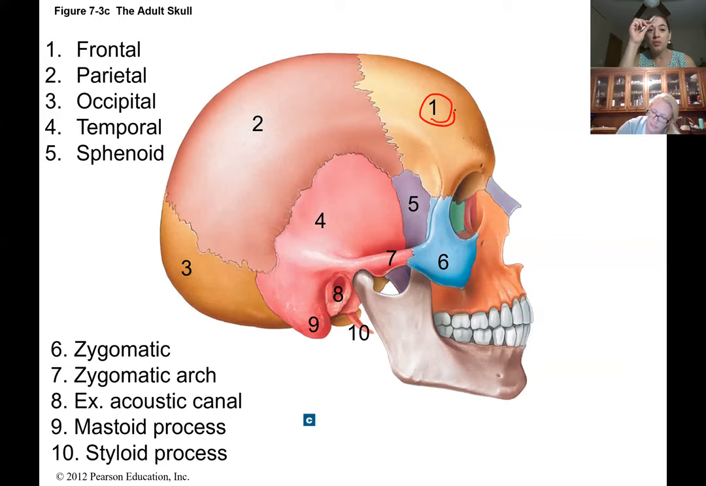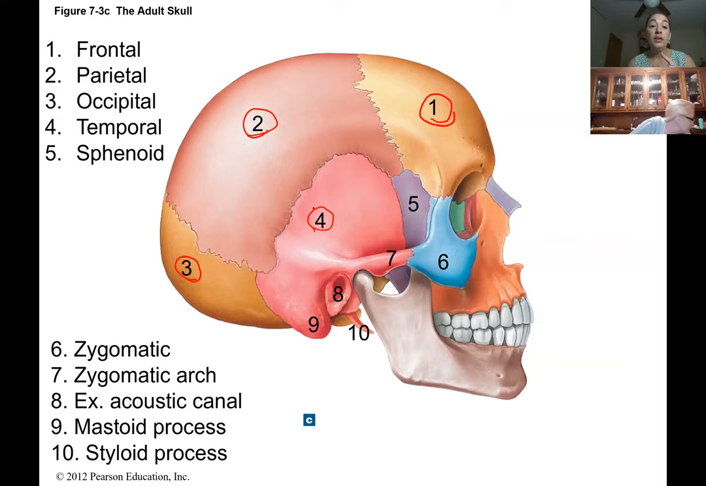Okay, so frontal bone, forehead, okay? Parietal bone, you have 2 parietal bones, 1 on either side, kind of up high right here. And so that's number 2. Number 3 is in the back of your head. That is your occipital bone. Your temporal bone, number 4, is right where you would find your temples. Okay? So you have 1 on either side. So you have 2 parietal bones and 2 temporal bones.